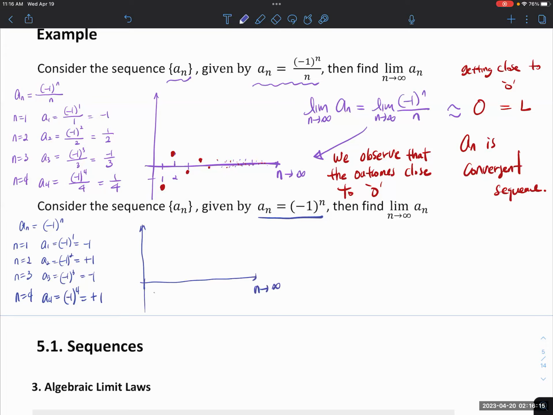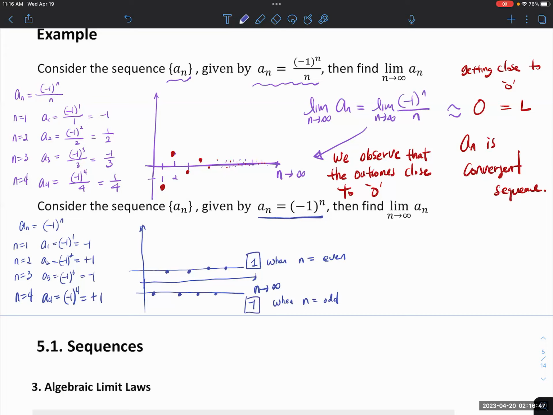So we have -1, +1, -1, +1, -1, +1. I don't see any narrowing gap or increasing gap. They are creating the same constant line at 1 when n is an even number. Everything is going to be -1 when n is an odd number. Do you see that they are getting close to any certain number? We have two numbers. One is 1, another one is -1.